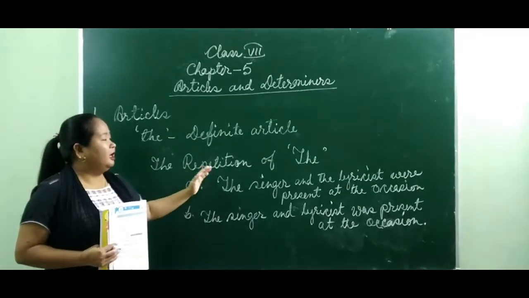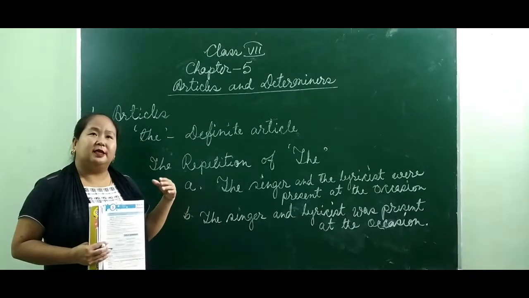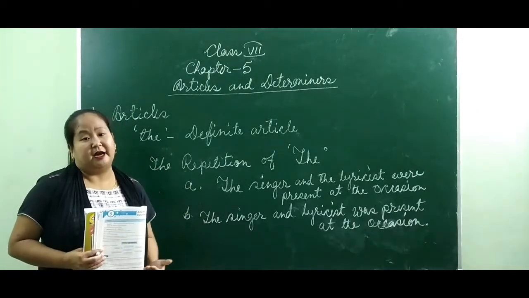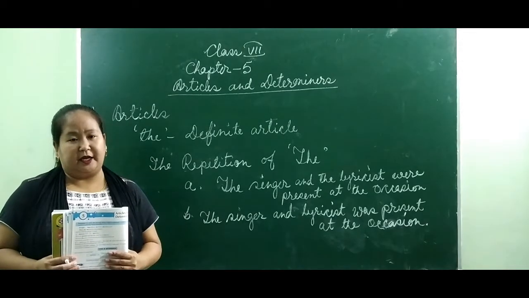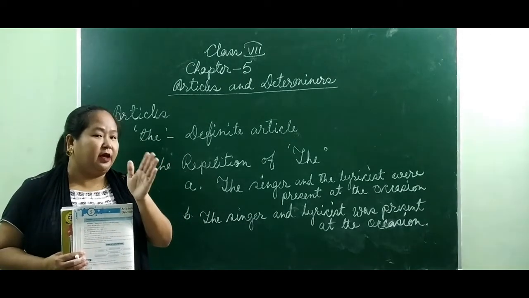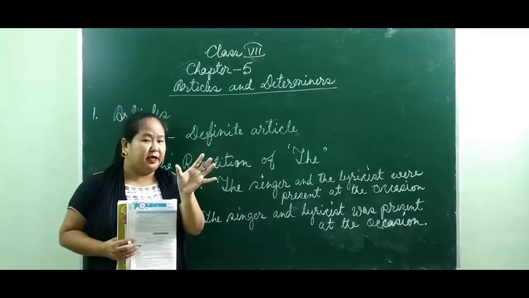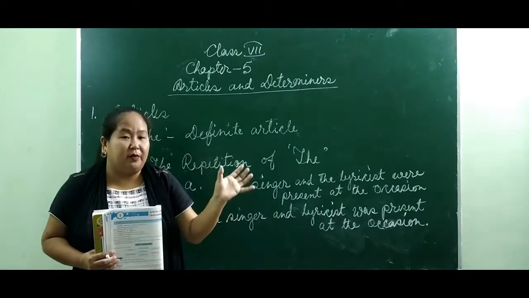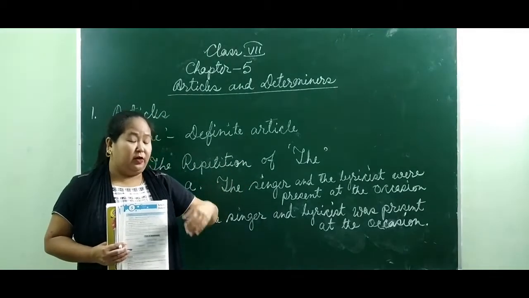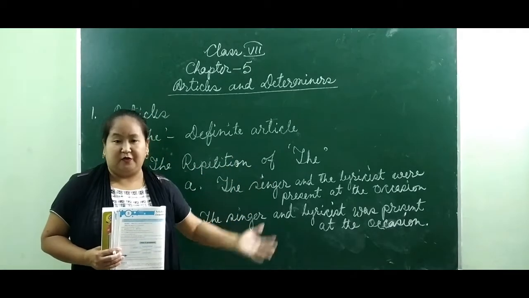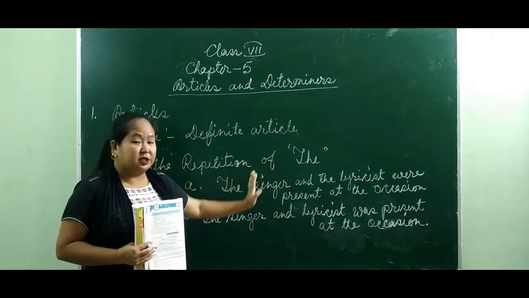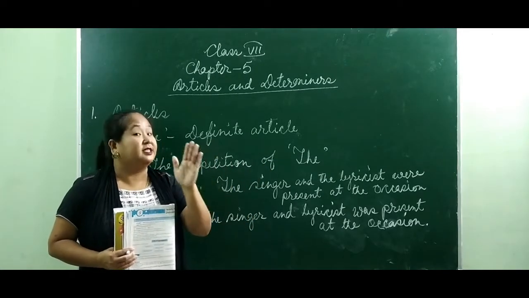And article the is also used when we mention a noun for the second time. For example, if I say I bought an umbrella yesterday, an umbrella, first time mentioning. Umbrella is a noun, first time mentioning, so an umbrella. We don't know which umbrella, but the second time when I mention it, the umbrella is very beautiful. So article the is used when you mention a noun for the second time.